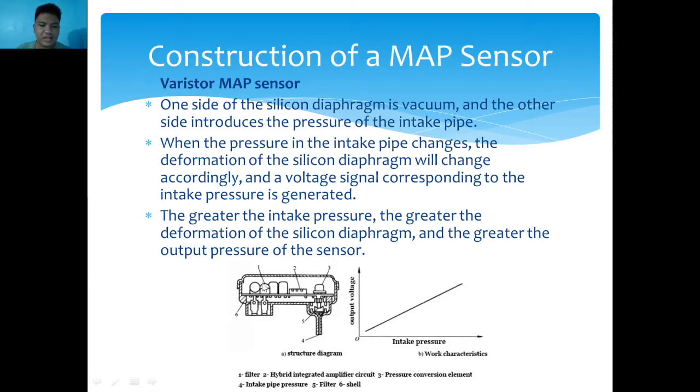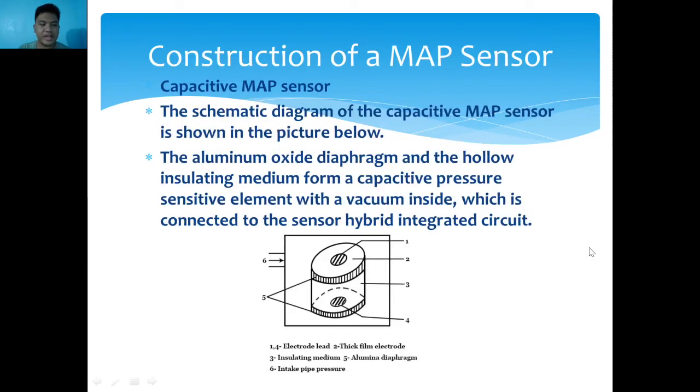This part is a vacuum, which means it's a different pressure from the pressure here that is connected to the intake manifold. And as stated here, as the pressure fluctuates the diaphragm, it sends a corresponding signal. More on this later. And the second type of MAP sensor is the capacitive.